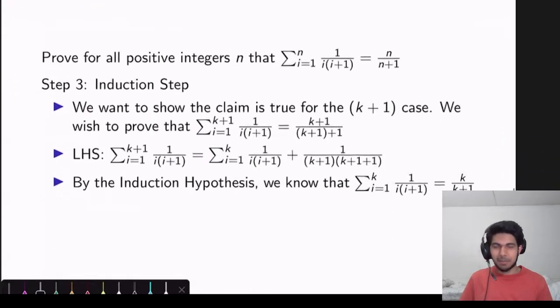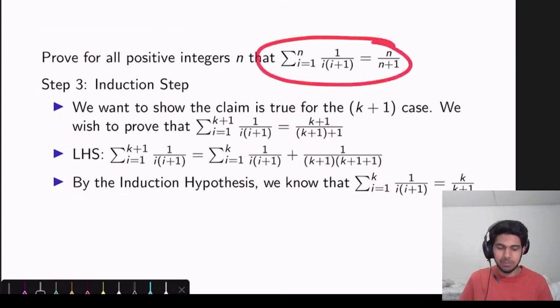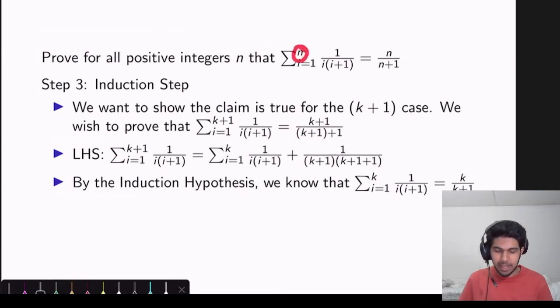The induction step. We want to show that the claim is true for the k plus 1 case, the next domino. So we want to prove, and this summation is equivalent to this summation, except wherever we see an n, we put a k plus 1. This n is a k plus 1, same with this n. So the way we're going to do that is we'll start with the left-hand side.